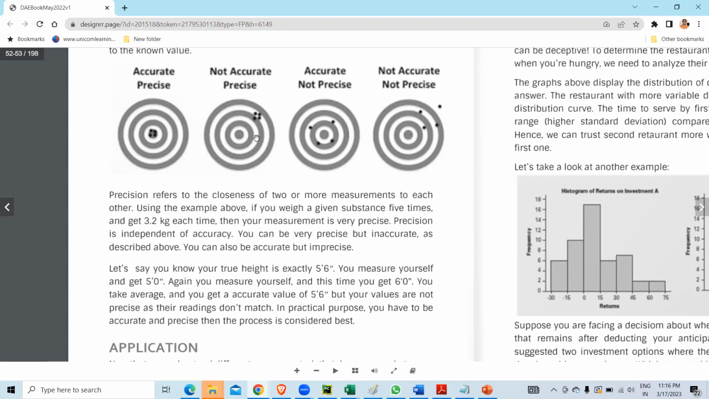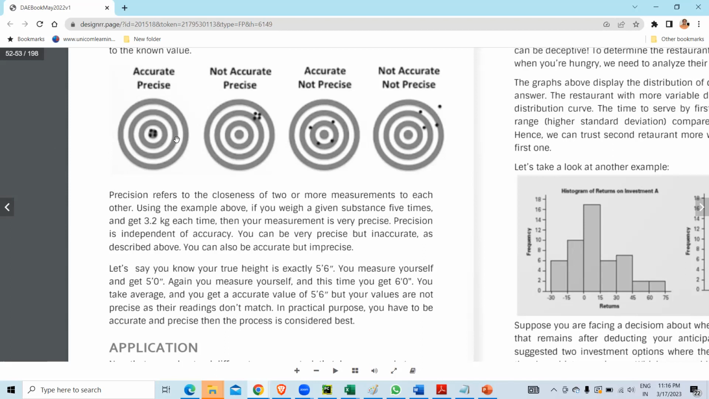In the third graph, you see the dots are everywhere, so it is not precise. Is it accurate? Yes, it is accurate, because the average of the dots will hit the bullseye. The dots are equally spread around the center. It's like 9, 9, 11, 9, 11, 9, 11. If you take the average, it will be 10 only.